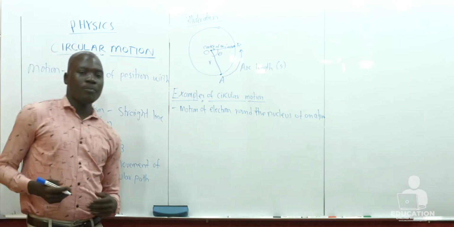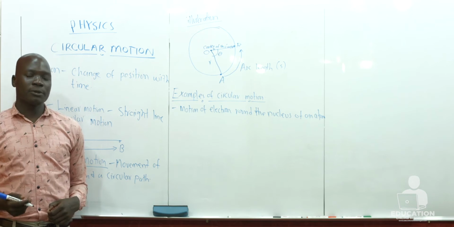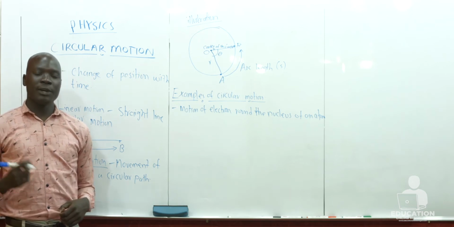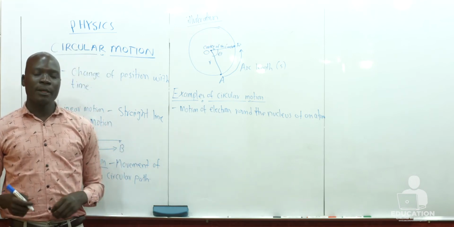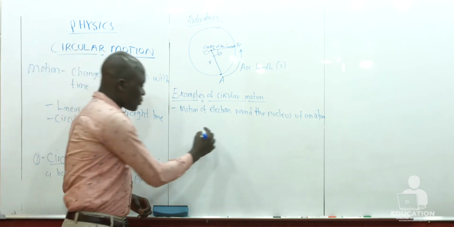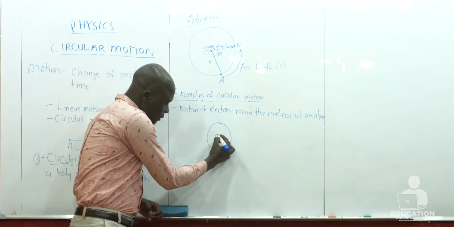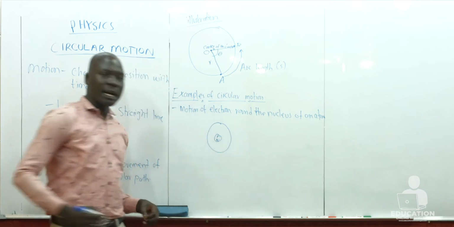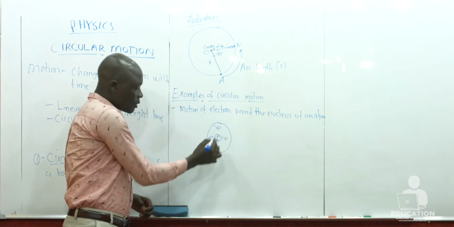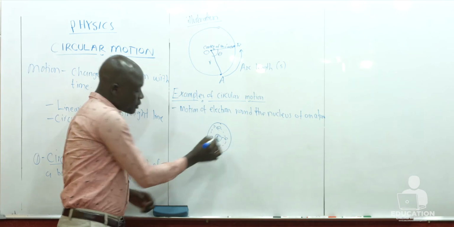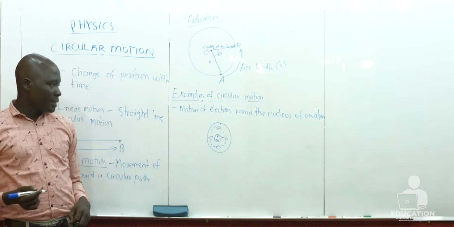In an atom, we have a central part that is called the nucleus. Inside the nucleus, we have subatomic particles. We have the protons that carry positive charge, then we have neutrons that are neutral, they carry no charge. Then outside the nucleus, we have electrons that are orbiting around the nucleus. This movement of the electrons around the nucleus is an example of a circular motion, or motion in form of a circle.